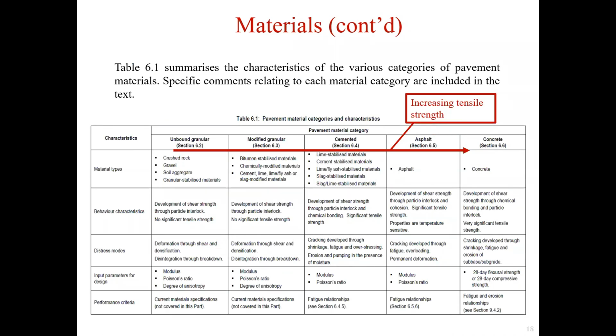This table summarizes the characteristics of the previous various categories of pavement materials. From this table, we can find the material type, the behavior characteristics, the distress modes, the input parameters for design, and some performance criteria for different pavement materials. From unbound granular materials on the left to the concrete on the right, the tensile strength gradually increases.